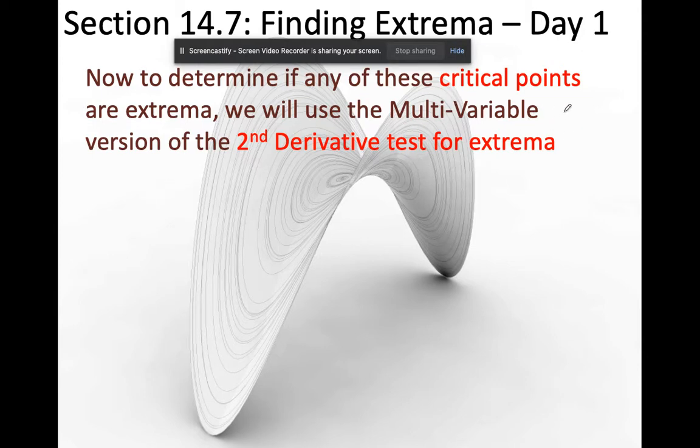All right, now if you remember in Calc 1, when you had a horizontal tangent and the second derivative was positive, you were concave up, you thought minimum. When the first derivative was equal to 0 and the second derivative was negative, you were concave down and you thought maximum. If the second derivative was equal to 0 and the first derivative was equal to 0, we usually ended up with our POI situation, right?